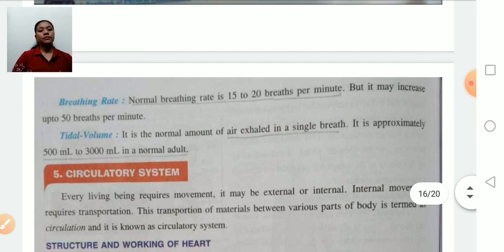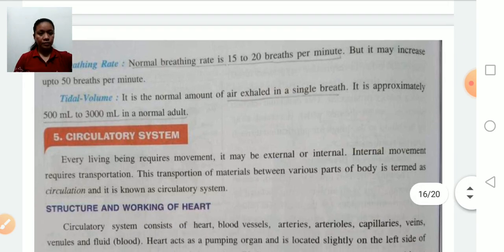Breathing rate. Normal breathing rate is about 15 to 20 breaths per minute. ठीक है, हर एक मिनट में we breathe about 15 to 20 breaths, but it may increase up to 50 breaths per minute. Tidal volume. Tidal volume is the normal amount of air exhaled in a single breath, approximately 500 milliliters to 3000 milliliters in a normal adult. And vital capacity is the maximum amount of air exhaled after a deep breath.